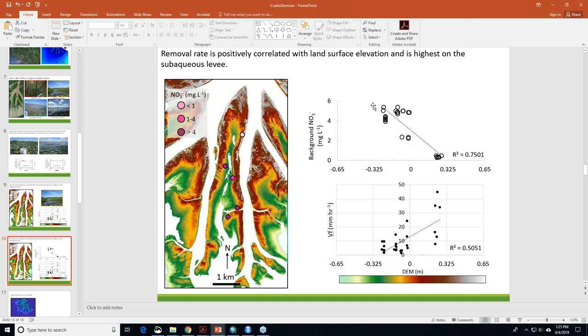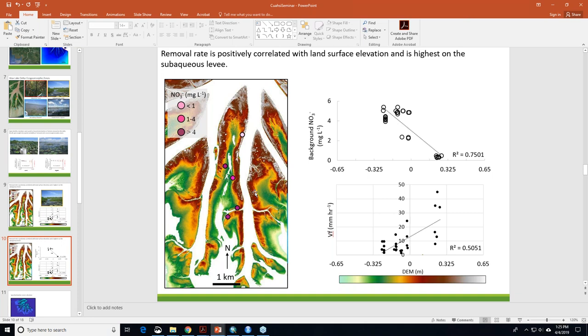And we also see that the actual nitrate concentration on the island decreases with elevation. And that makes a lot of sense. As the removal rate increases at that location, at the higher elevation, we would expect less nitrate to be present in the background water. So I characterized removal rate, and I came up with a simple relationship with elevation.